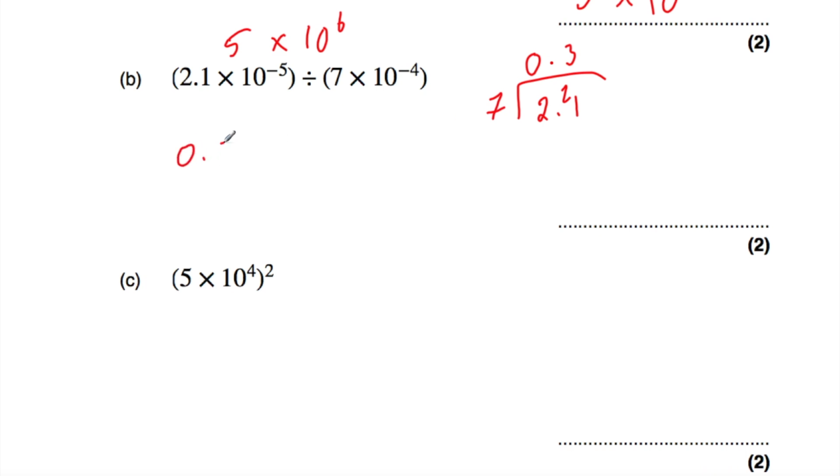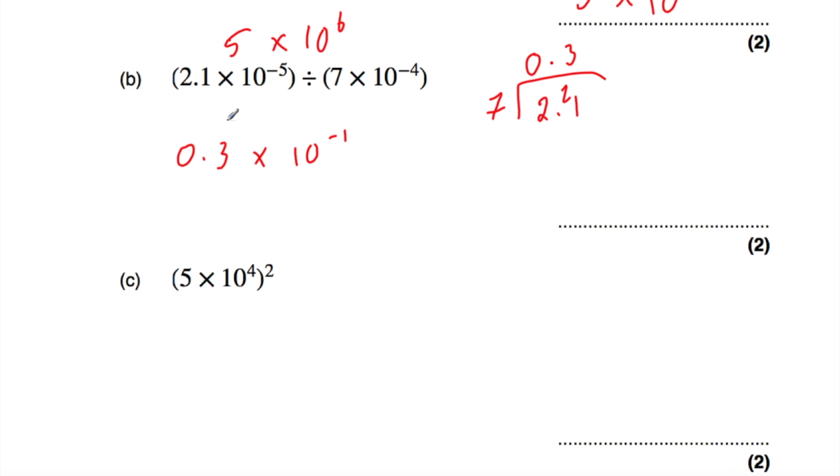So we're going to have 0.3 times 10 to the power of, and then we've got 10 to the power of negative 5 divided by 10 to the power of negative 4. Remember, whenever we're dividing things with the same base, you take away the powers. So we've got minus 5 minus minus 4. If we have minus 5 and we subtract minus 4, that means you're going to be adding 4. So minus 5 plus 4 would bring us up to minus 1. So we're almost there. We've got 0.3 times 10 to the power of negative 1.